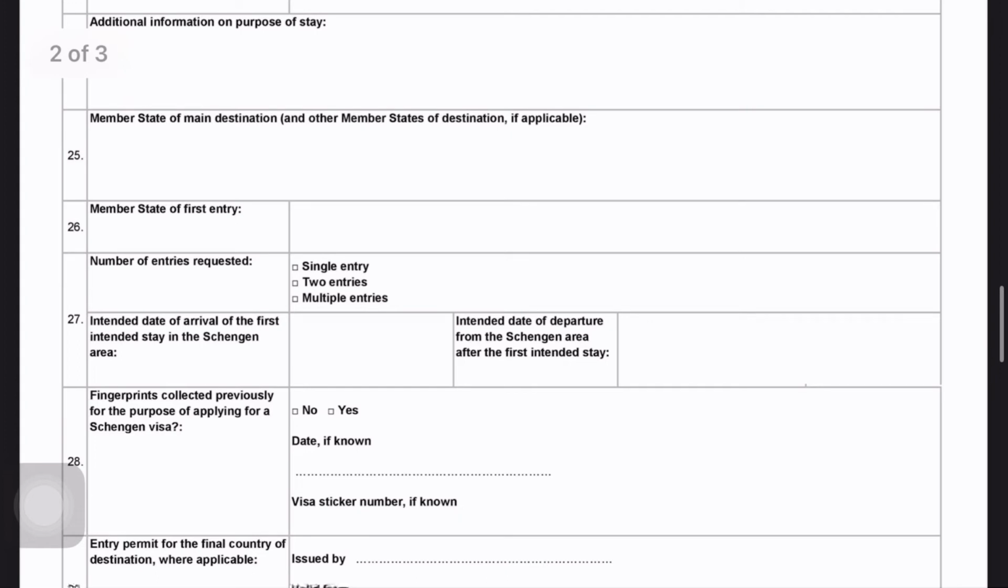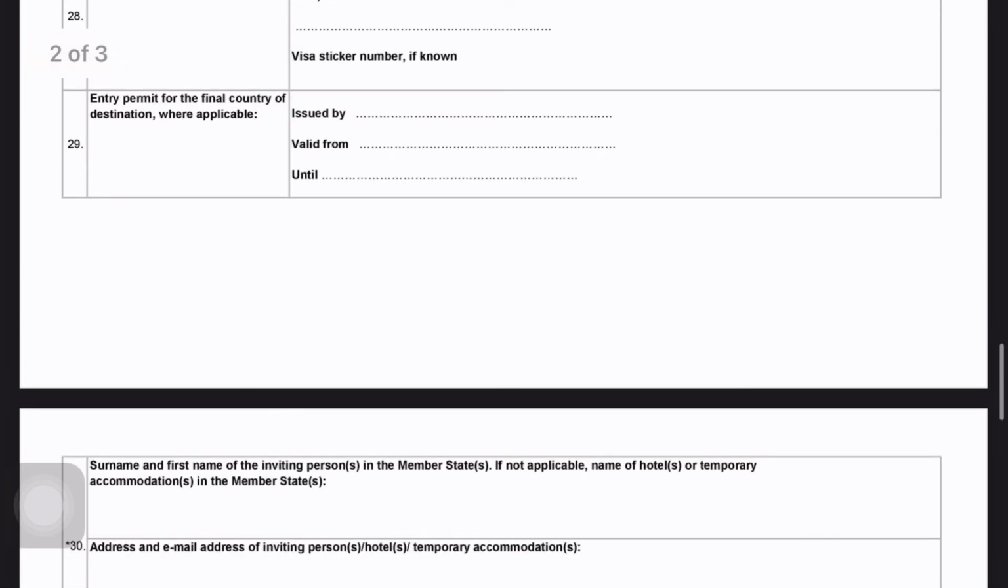Fingerprints collected previously for the purpose of applying for a Schengen visa. Okay, 28th is going to be a little tricky. Basically, they are asking if you have already given your biometrics for a Schengen visa. If you earlier applied for a Schengen visa, of course you could have given it. So if you gave it, you have to mention yes here, then you have to write the date. So 29th and the second part of 29th you can leave blank. If you're going for work, there's no use writing anything there.